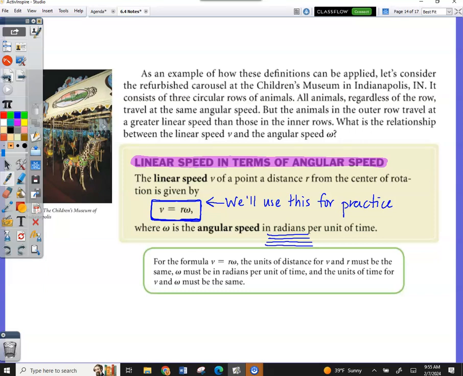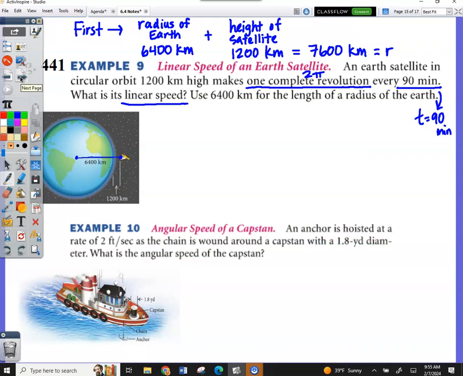R is the radius. Omega is the angular speed. Okay. Come back over here. They said, what is the linear speed? This means we don't know V. Let me redraw that. We don't know V. And we no longer need this part about the 6,400 because we've already taken that into account. So I'm going to take some notes as well with what I've got. I don't know V. I do know time is 90 minutes. I know R is 7,600 kilometers.